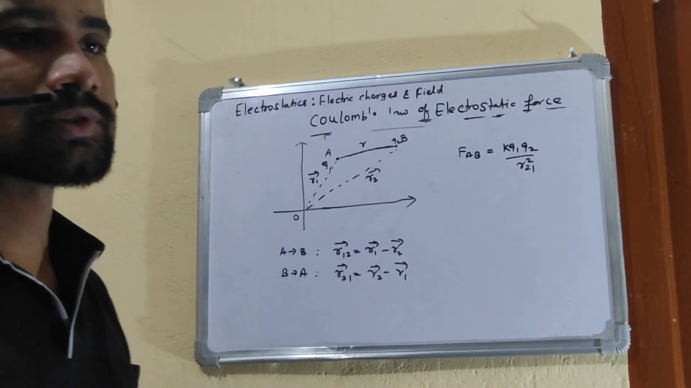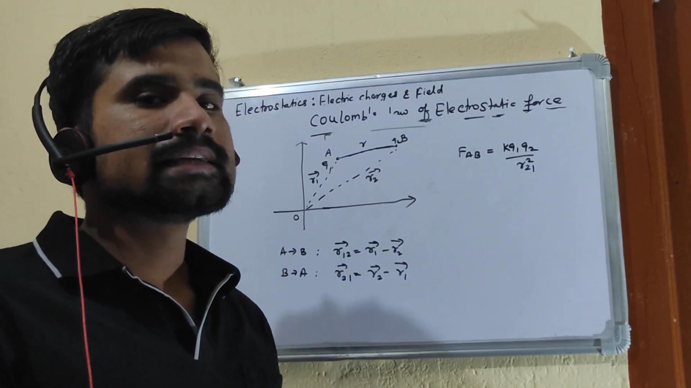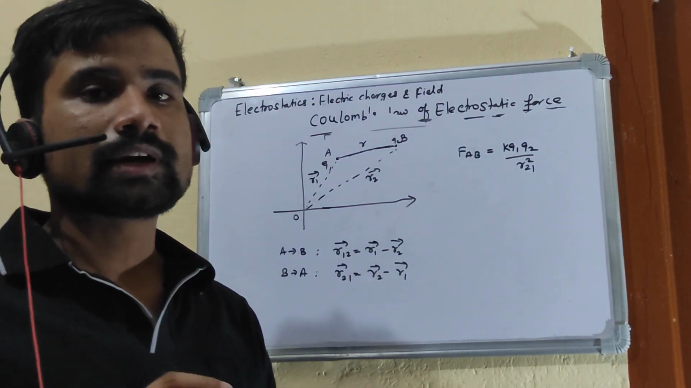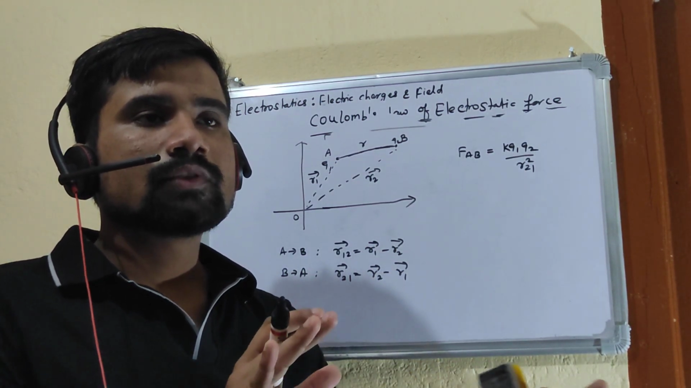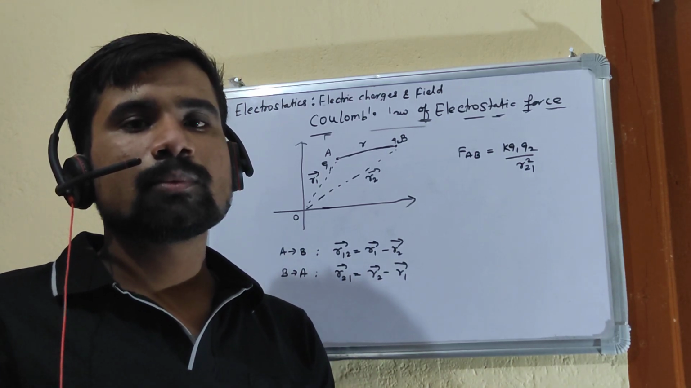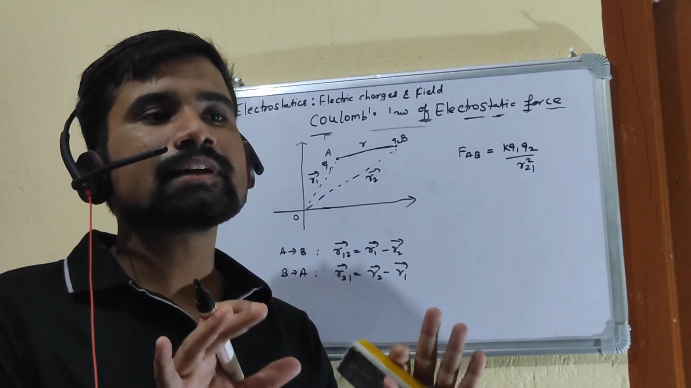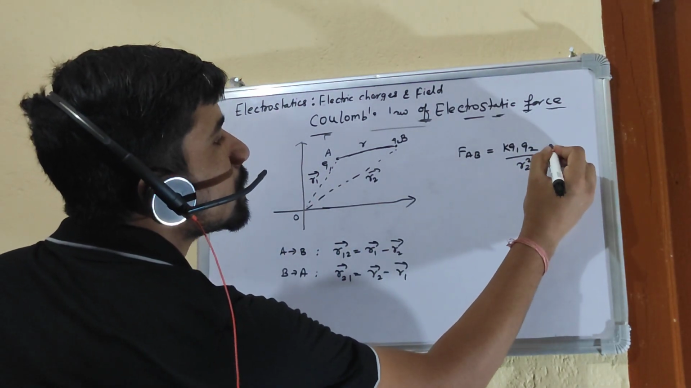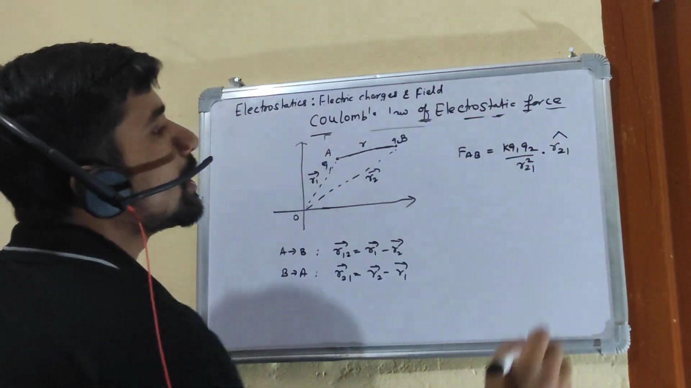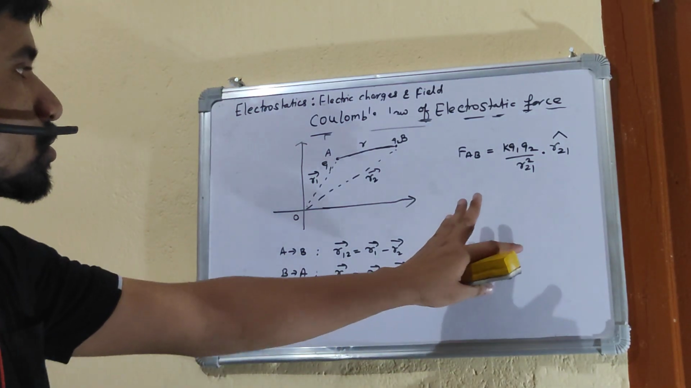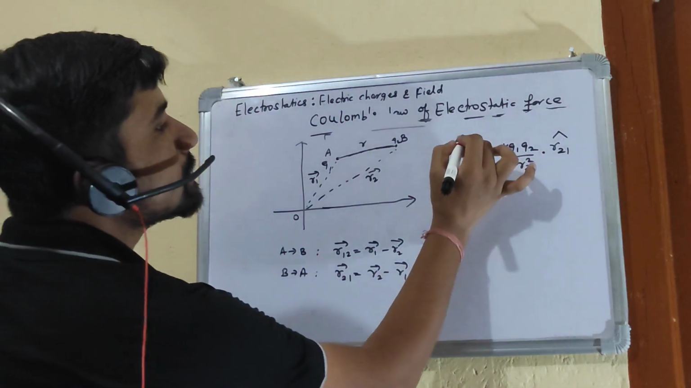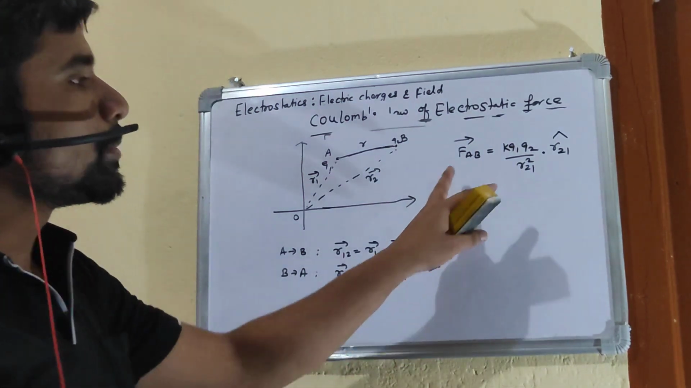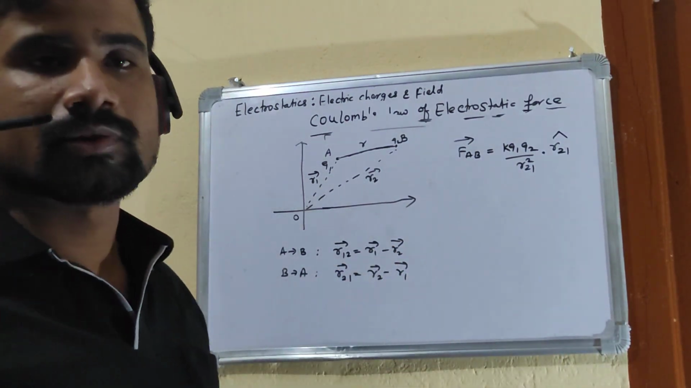This is the magnitude of force. Now I need to convert this force into vector form. To convert any quantity into vector form, we need to multiply it with a unit vector, right? So let's multiply it with a unit vector. The unit vector in this direction is r21 cap, right? So now I can say that this force in vector form is given by this particular expression, right?